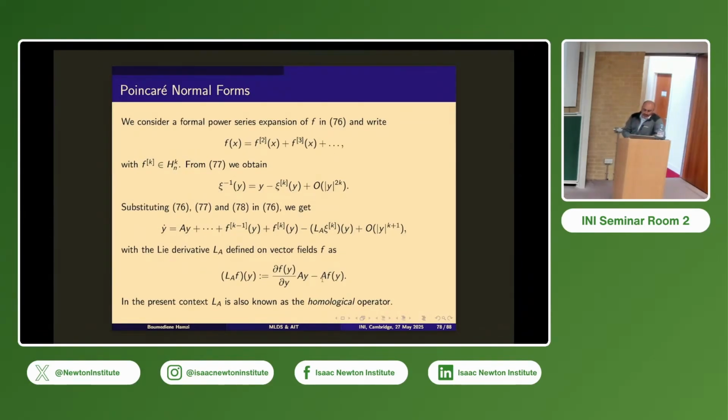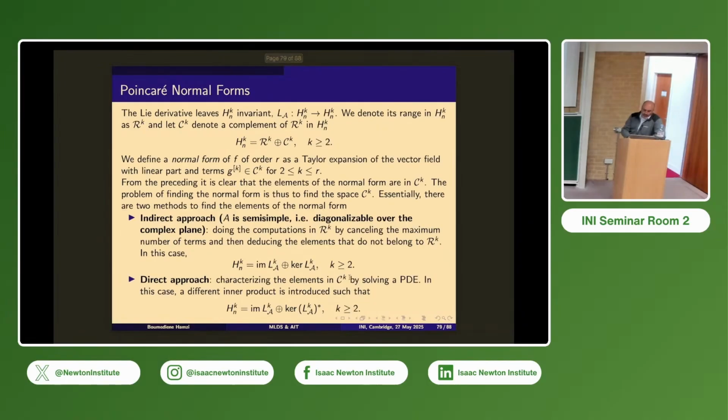And so we had to go through this homological operator that Poincaré introduced, where he proved that the terms that cannot be removed are in the kernel of this homological operator. And then we basically use the kernel method to solve this PDE, which is like canalizing Poincaré normal forms, looking at these kinds of objects here. So looking at either the kernel of the homological operator or its orthogonal complement.